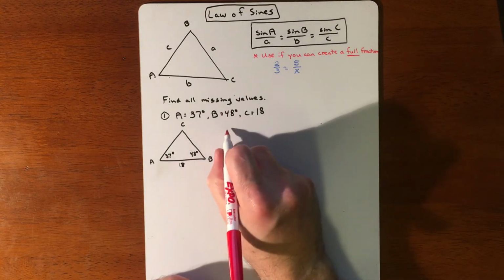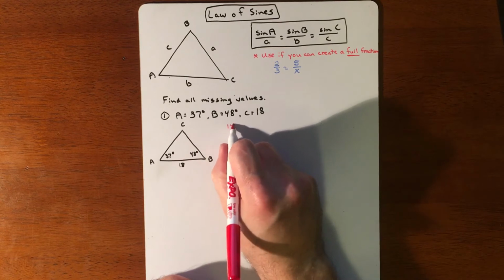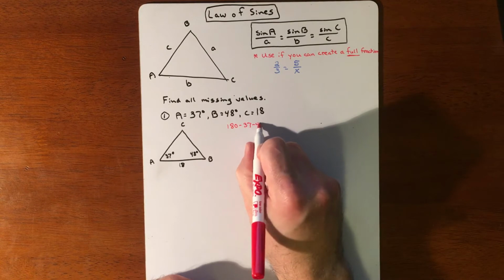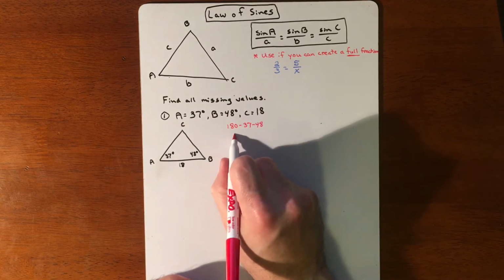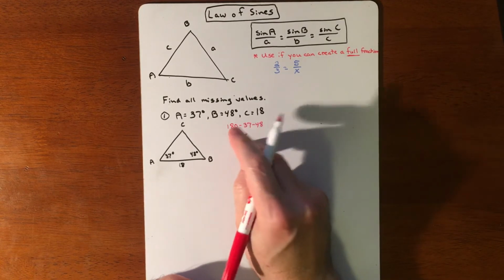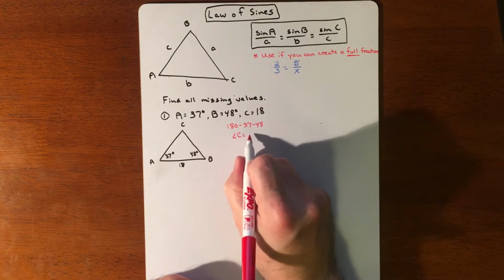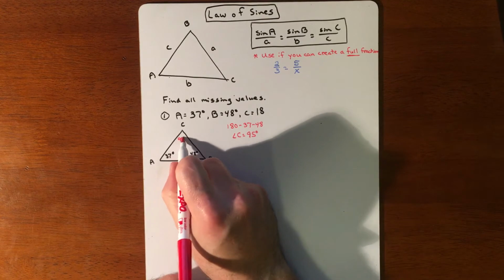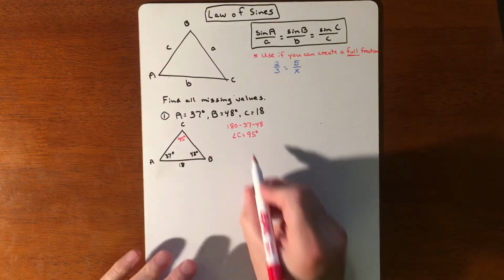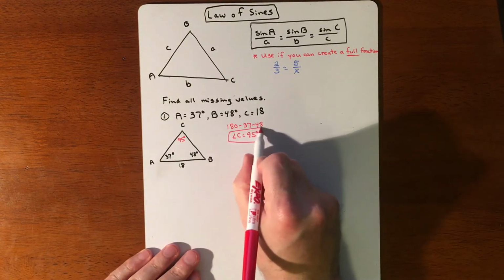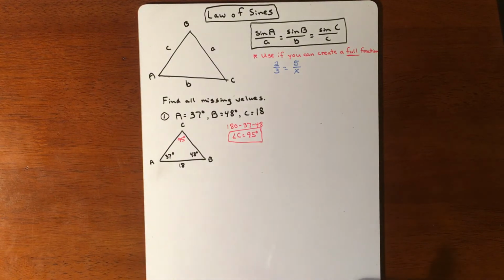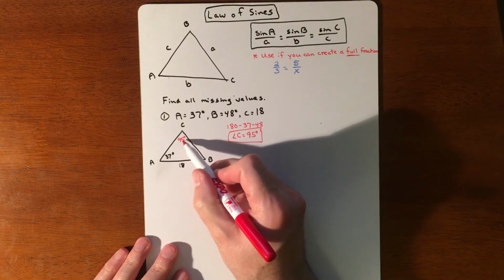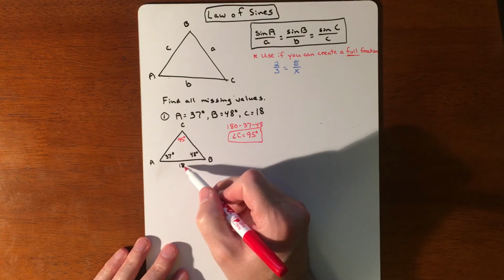So to find angle C, I can take 180 minus the 37 minus the 48, and that gets me angle C equaling 95 degrees. There is the one piece that we were missing. Now that's set up perfectly with one full fraction. I know angle C and I know side C.